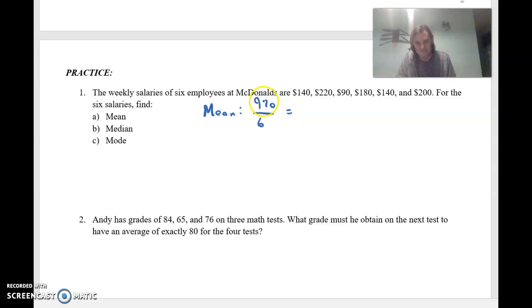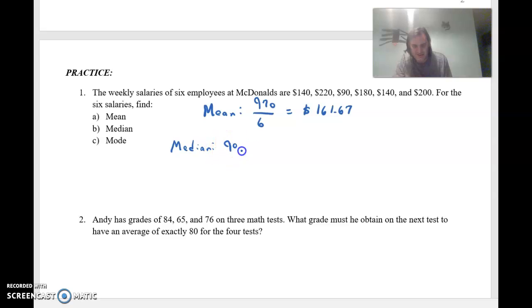And when I divide by 6, I get 161.67. If I talk about money, I usually take it to the nearest penny. The next one, the median. So I need to put them in order.